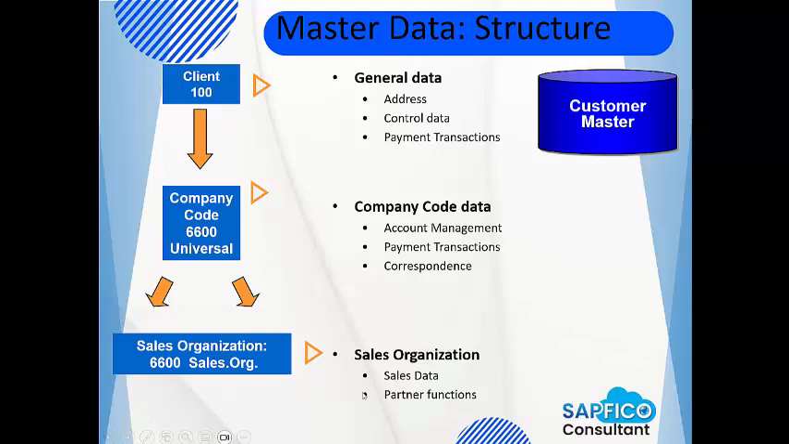Now the sales organization. We have the sales and distribution module, so whenever we want to do an incoming order, delivery, or billing, the customer master has to be extended to the sales organization, which is 6600 sales organization, where we update the sales data, partner functions, and so on.